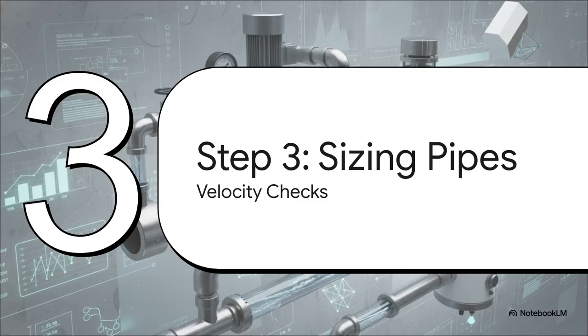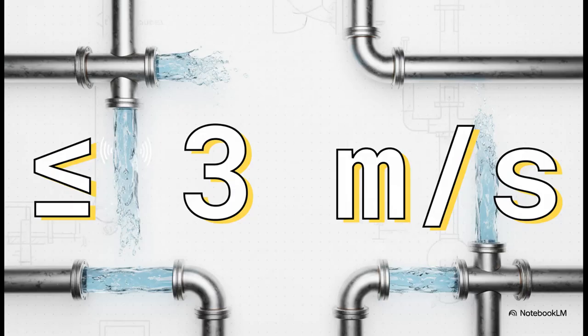All right, we've quantified the load, we've calculated the flow and pressure. Now it's time for the final step, where we actually make some physical decisions. It's time to size the pipes. And this right here, this is probably the single most important rule in pipe sizing.